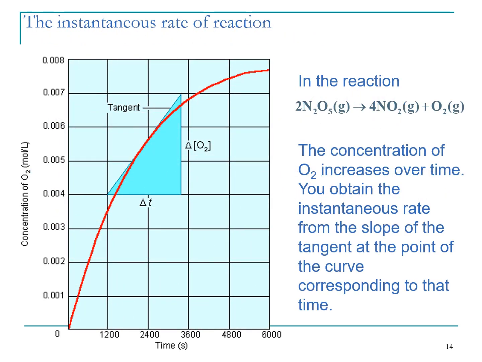So if you look at a graph like this, this is showing the increase in concentration of O2 over time. And so you can see here at time 0, there was no O2 present because we hadn't made any yet. And then they're measuring it in time, 1200 seconds, 2400, and so forth. You can see that the line is increasing. But notice that it kind of starts to level off here.